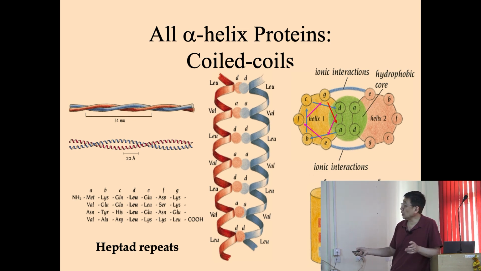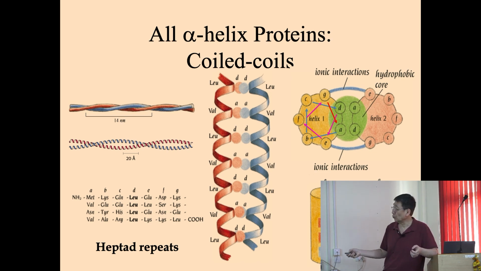If you look at the sequence, then position D is almost, in this case, all leucine. A has some variability, but also mostly hydrophobic. So residues A and D form the hydrophobic core. That's why they have this pattern, the so-called heptad repeats, which means for these repeats, typically A and D positions are hydrophobic, which allows the formation of this coiled coil.